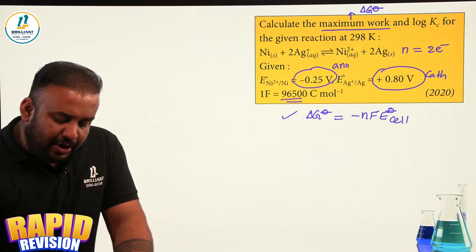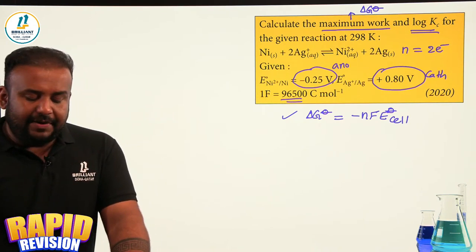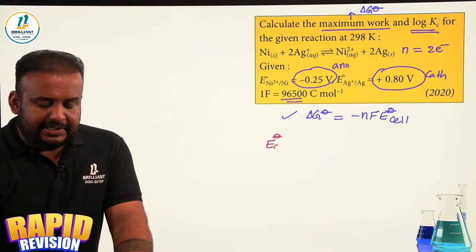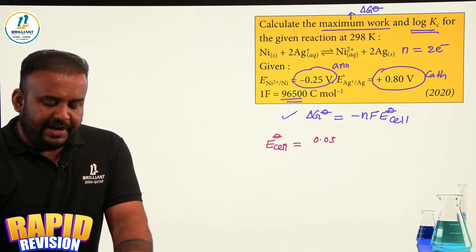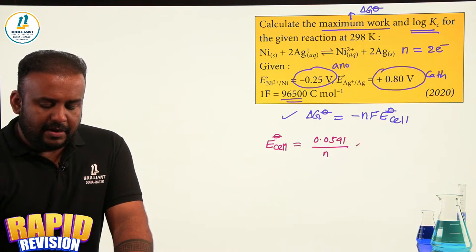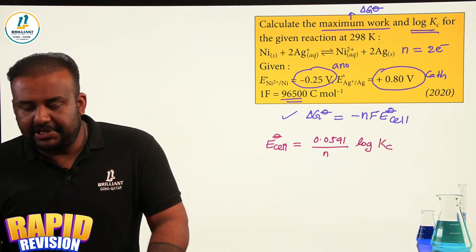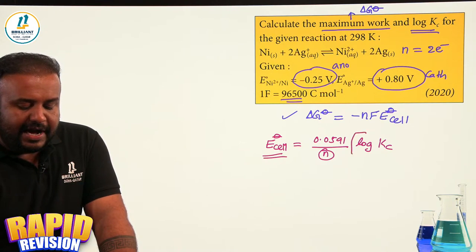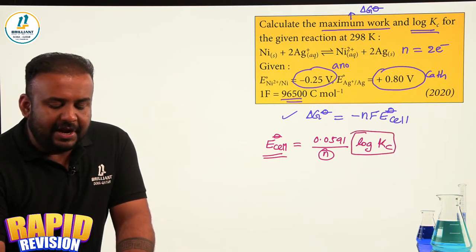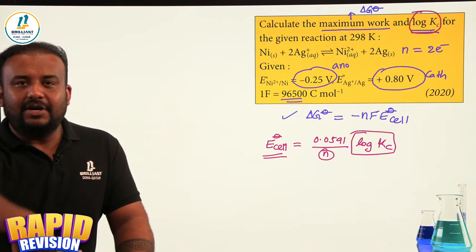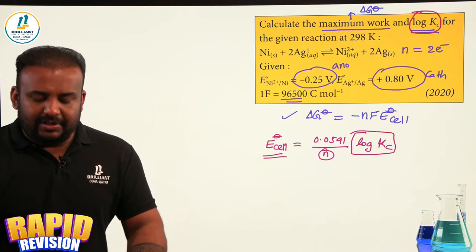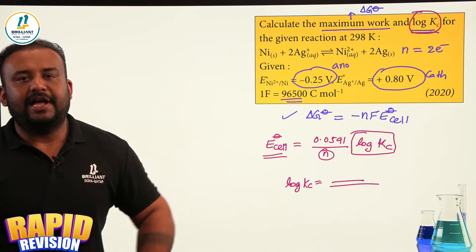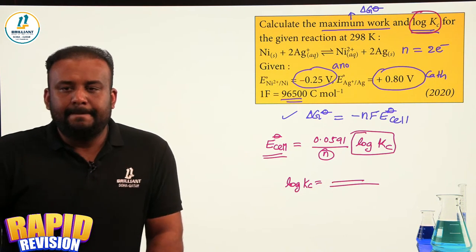Now we need to find log Kc for the given reaction. What was the equation for Kc? E naught cell is equal to 0.0591 divided by n, log Kc. This is the expression, isn't it? So here E naught cell you can find out, n is already known. Then directly find log Kc. Look at this question: no need to find what is Kc. Antilog is not given there. So they asked what is log Kc. So just solve this and write the answer as log Kc is equal to this much. That's it. You don't need to take antilog. The value is not given there. Is that clear?